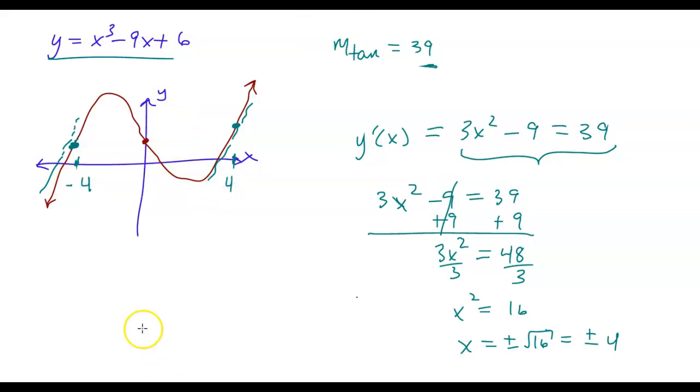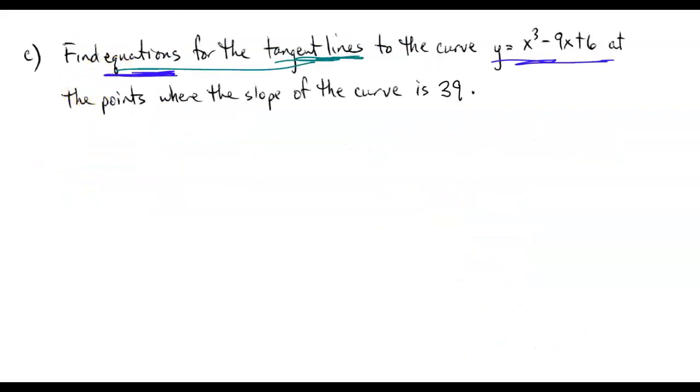Now that we have this, we can take this information over and figure out the corresponding y coordinates so that we can find these points and then find the equation of a line. We see here that at x equals plus or minus 4, the slope of the tangent line is equal to 39. We have that. So now, if we want to figure out y of minus 4, we just plug minus 4 into our function here.